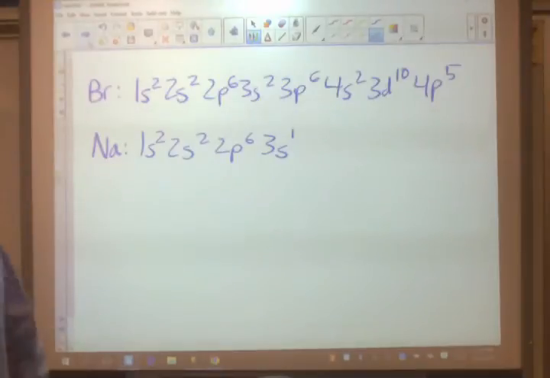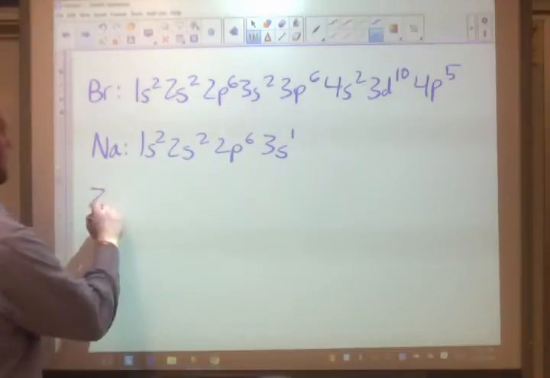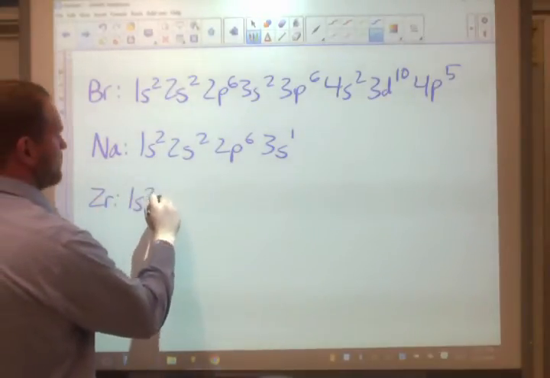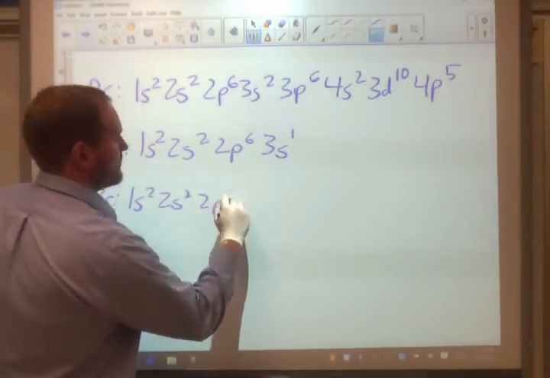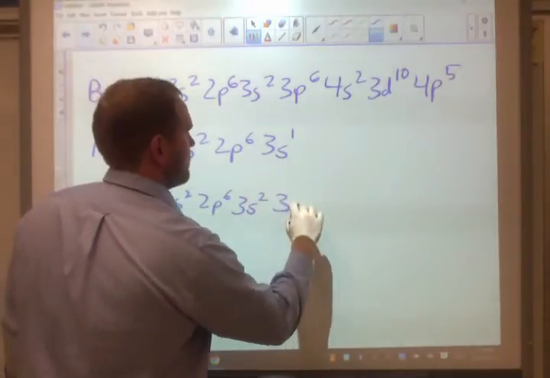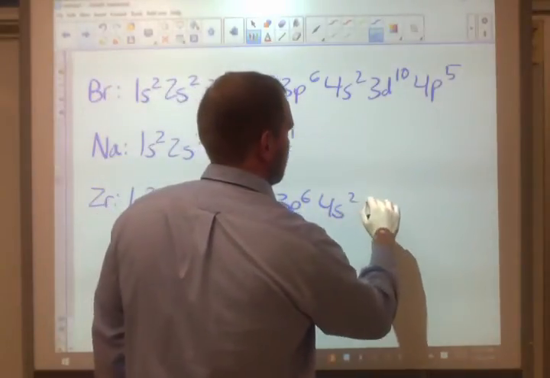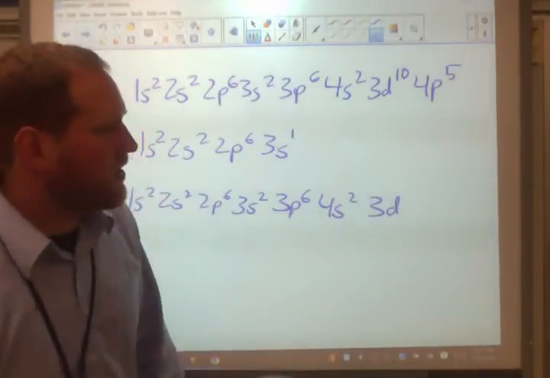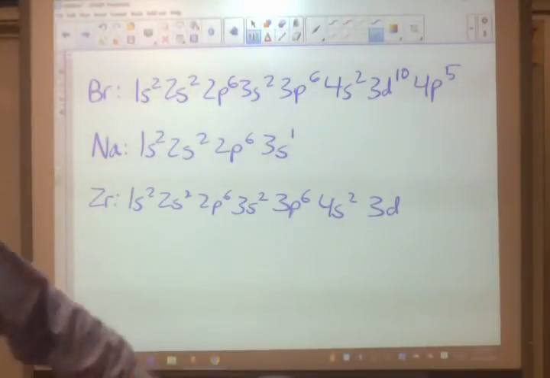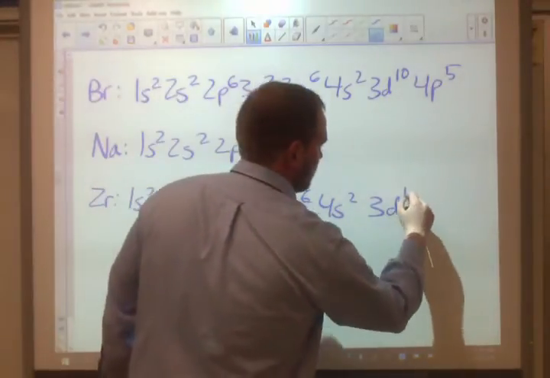Zr, that's zirconium, number 40. So I can tell where that's going to end. It's going to end in that 4d region, and it's going to be 2n. So Zr, I'm going to say 1s2, 2s2, 2p6, 3s2, 3p6, 4s2, 3d. Now let me slow down here. Oh, nope, 3d is totally completed.